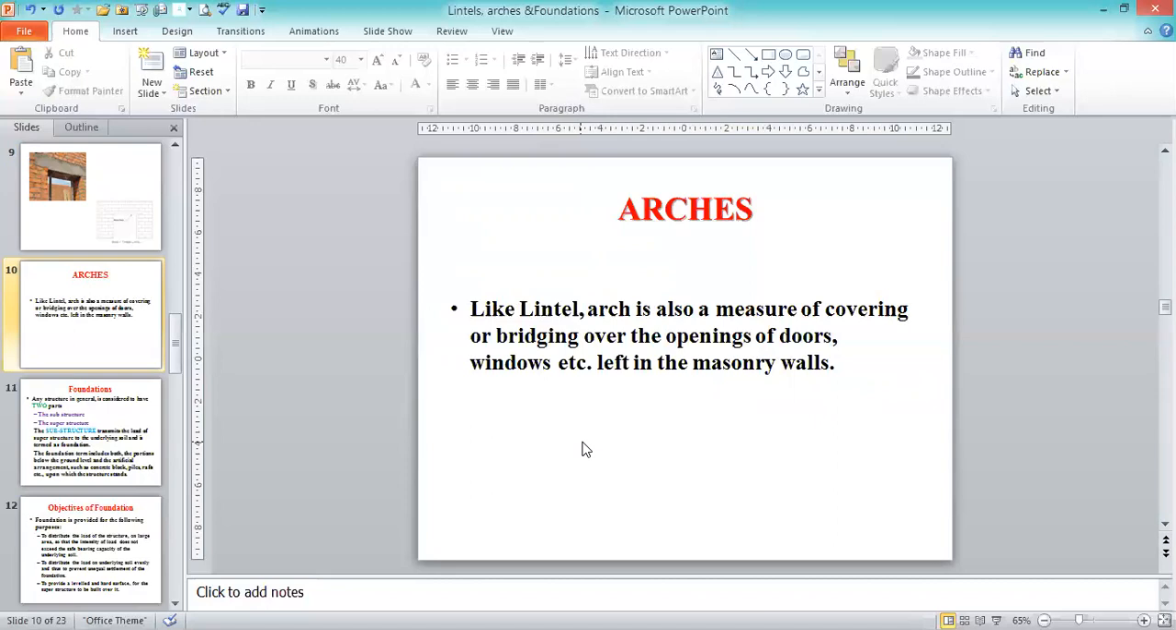Like a lintel, an arch is also a means of covering or bridging over the openings of doors, windows, etc. left in the masonry walls. Only thing is geometrically the shape will be different than your lintels. Arches are somewhat difficult to construct because various components will be there in the arches. Also it gives architectural beauty for the openings. If you provide arches instead of lintels, it is costlier, and good workmanship will be required. Then we will have various elements to be provided for the designing of the arches.